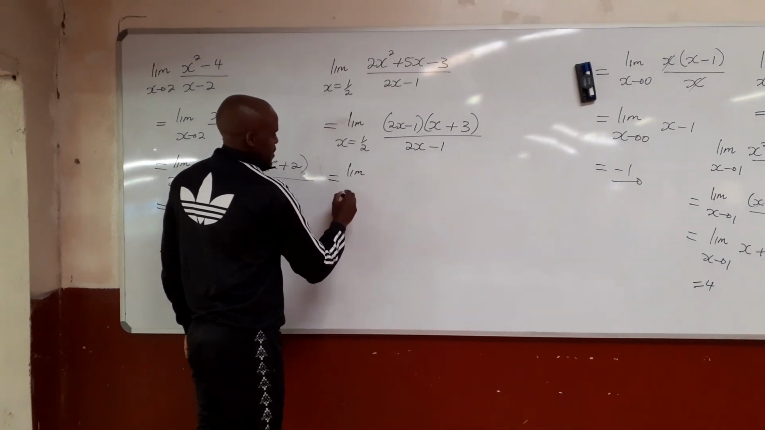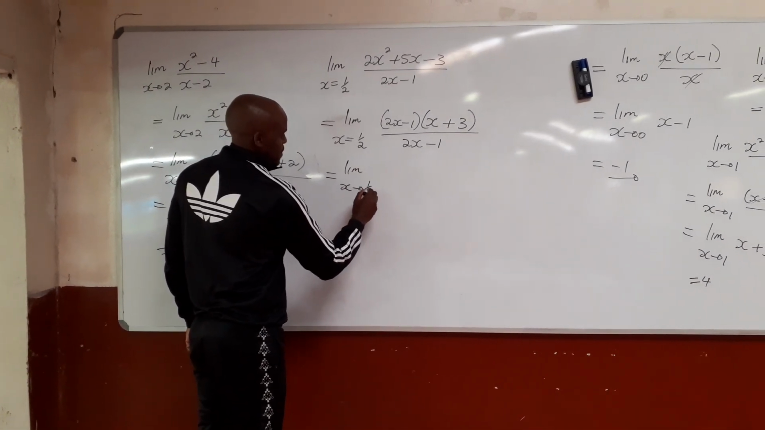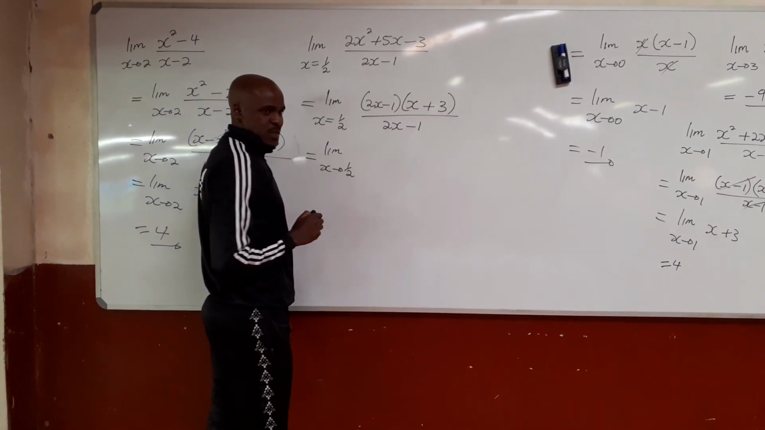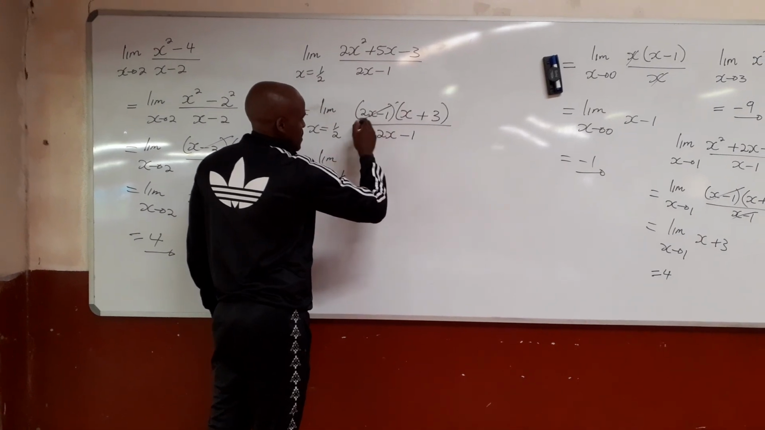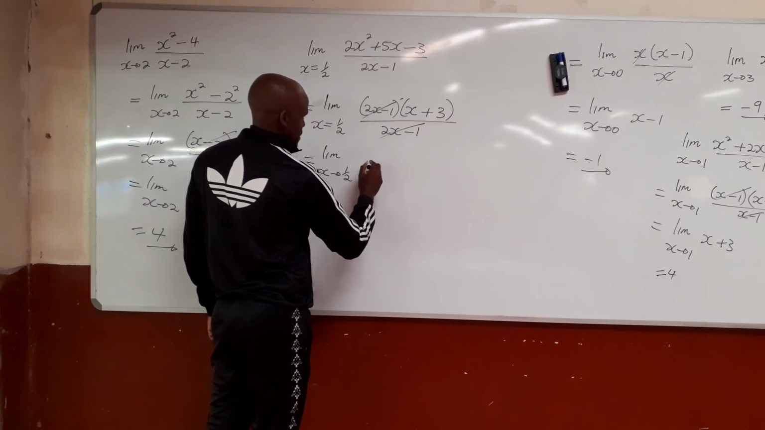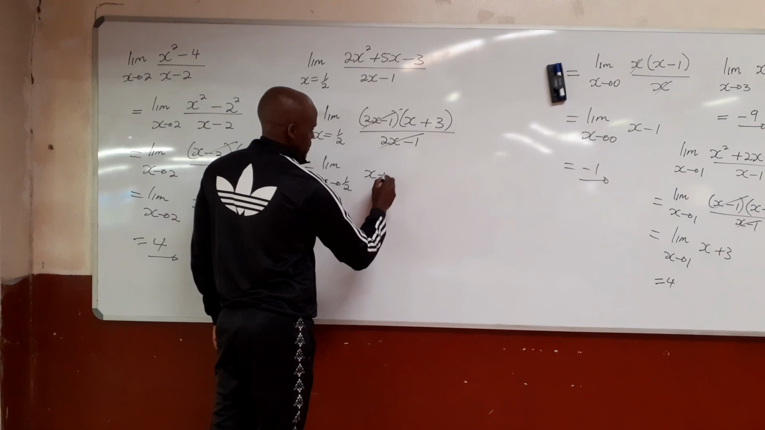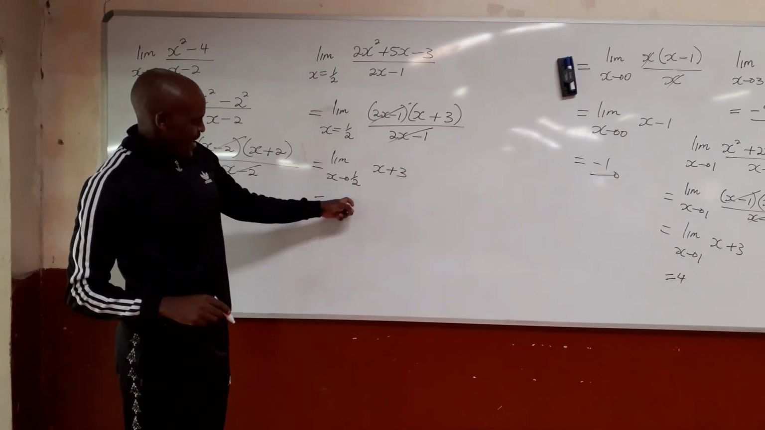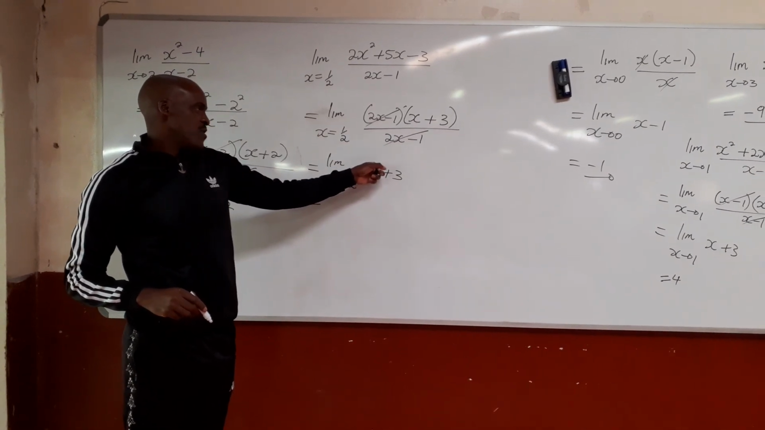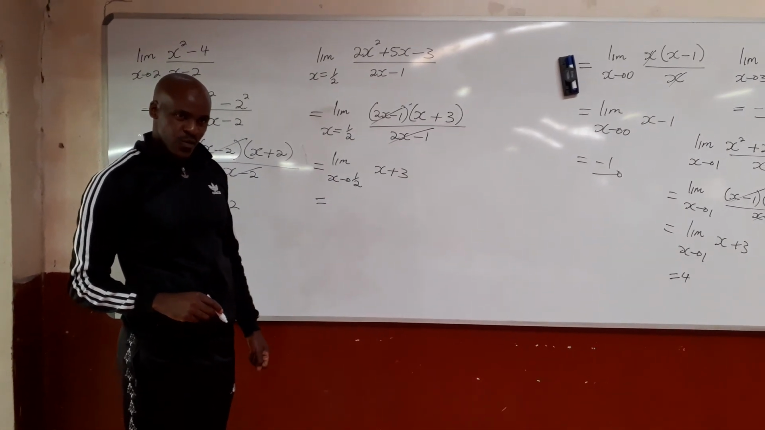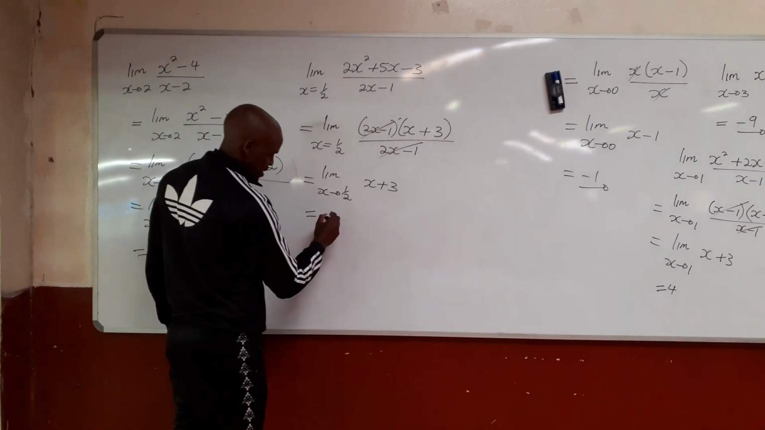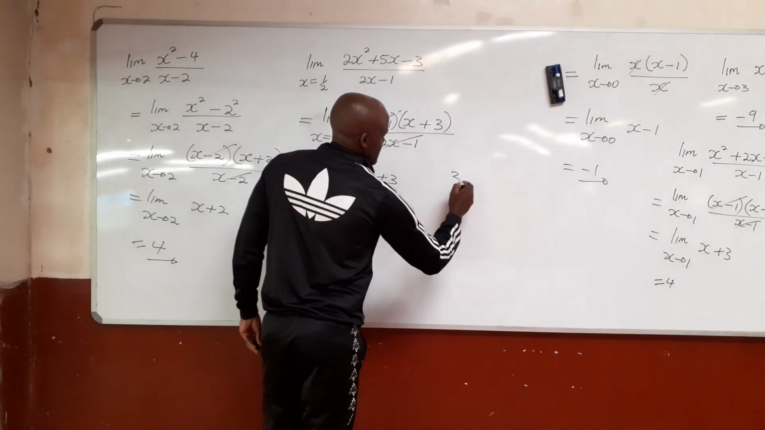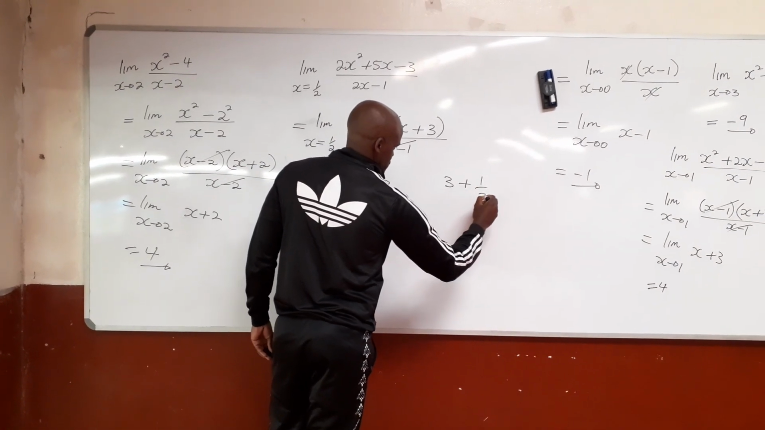Right? And then this will divide that. It doesn't cancel, it divides. We are left with x plus 3. So, x approaches 1 over 2. Then the answer will be 3 plus 1 over 2.